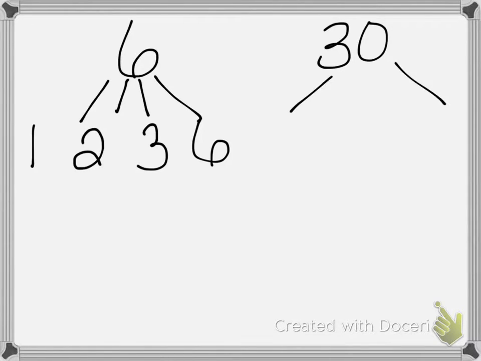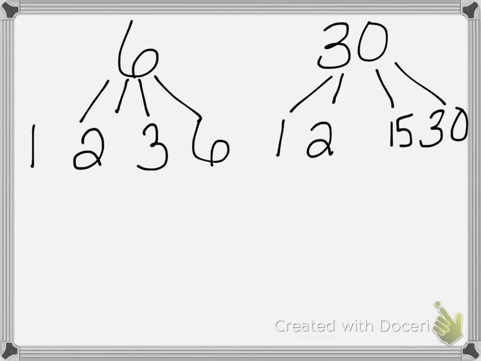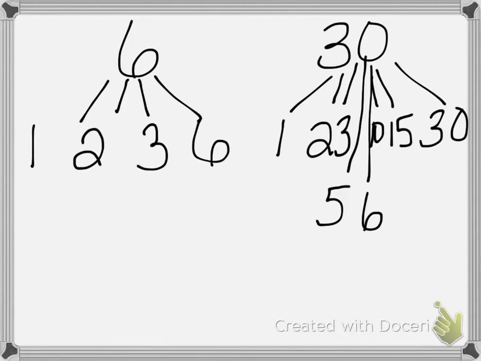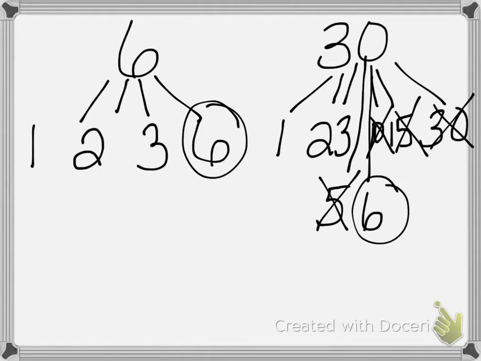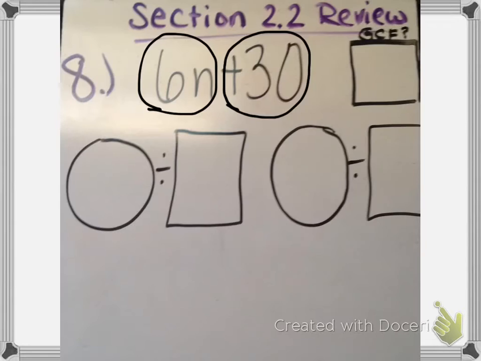So 30 does have a 1, because 1 times 30 equals 30. It does have a 2, because 2 times 15 equals 30. It does have a 3, because 3 times 10 equals 30. And for the 6, we know that 5 times 6 equals 30. So when you look at the numbers that it can be, we cross off the ones that we know are definitely not factors of the 6. And it's either 1, 2, 3, or 6. We want the biggest one, so 6 is the greatest common factor.